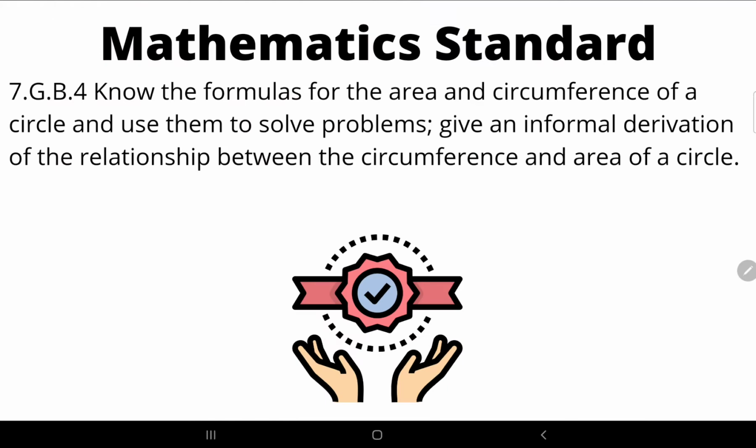Hi everyone, welcome back. Today we're going to be looking at standard 7.G.B.4. Know the formulas for the area and circumference of a circle and use them to solve problems. Give an informal derivation of the relationship between the circumference and area of a circle.